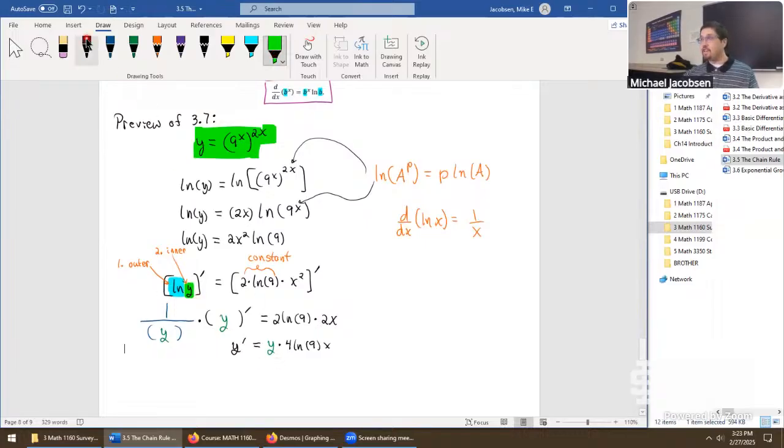We can expand it over here to say once and for all, the derivative y prime is the entire function y, which was 9 to the power of x to the power of 2x. So there's that function. Multiply by this, which is 4 natural log 9 x. So that's the derivative of this one. Pretty bizarre in a certain sense. But any questions at all, folks, finalizing this problem?